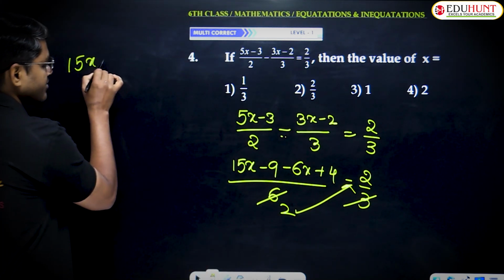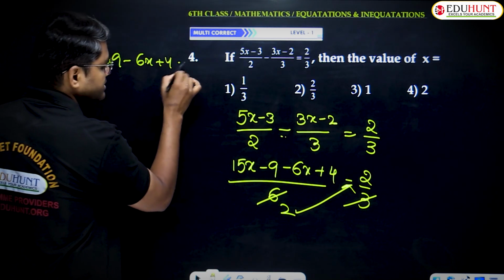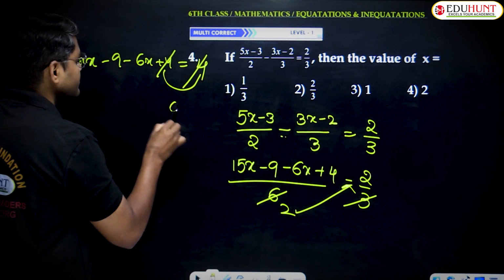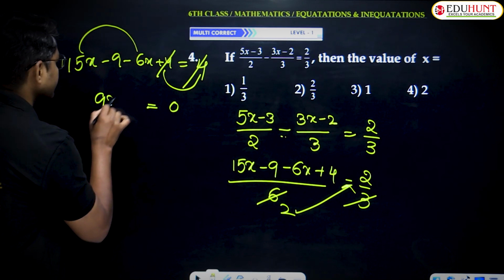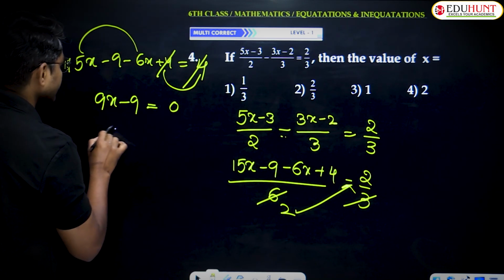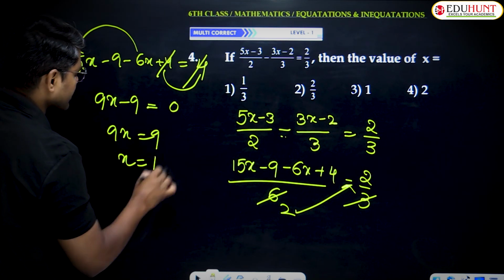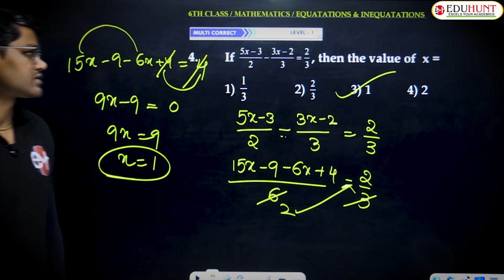15x minus 9 minus 6x plus 4 is equal to 4. This 4 and this 4 will be cancelled. So 0. 15 minus 6, 9x minus 9. 9x is equal to 9. X is equal to 1. So option 3 is the correct answer for this question.